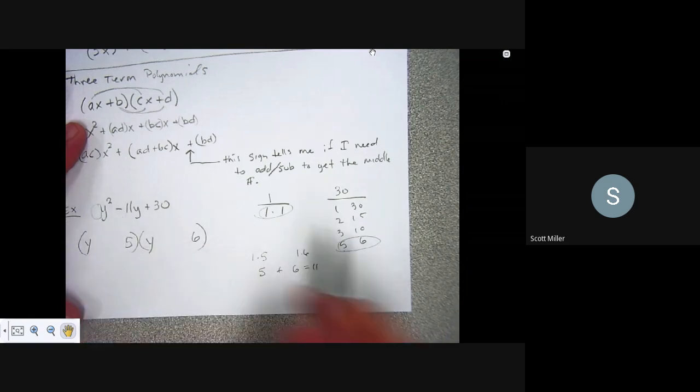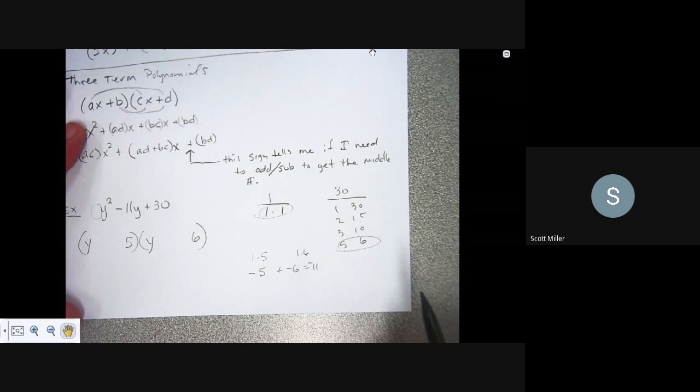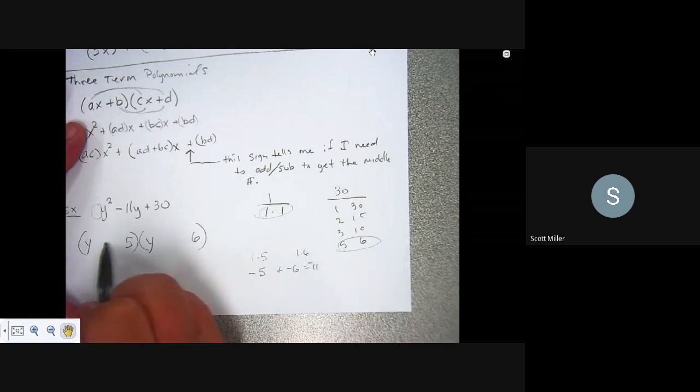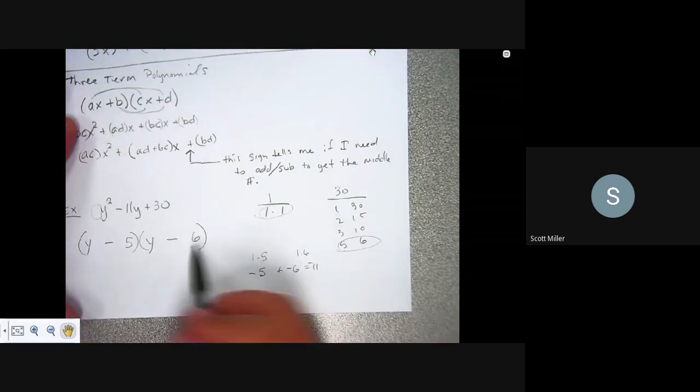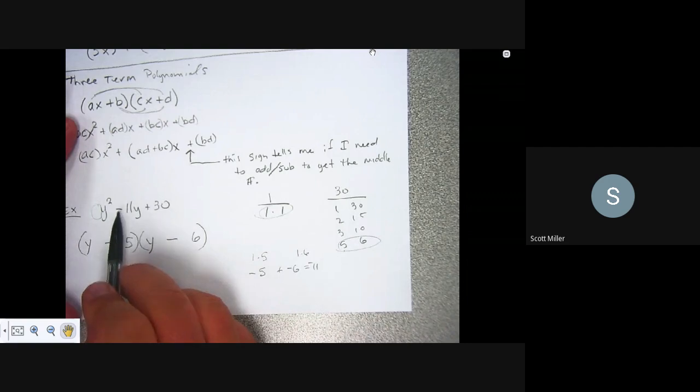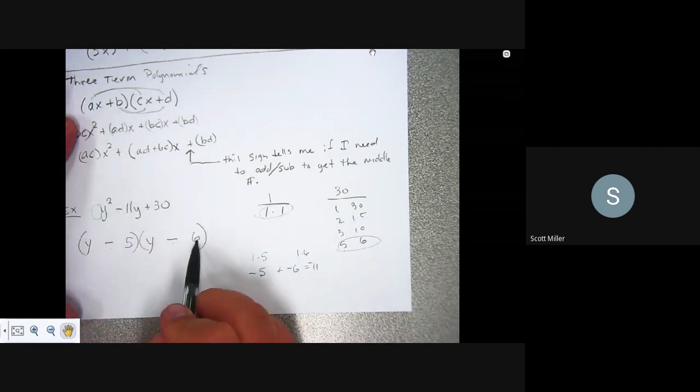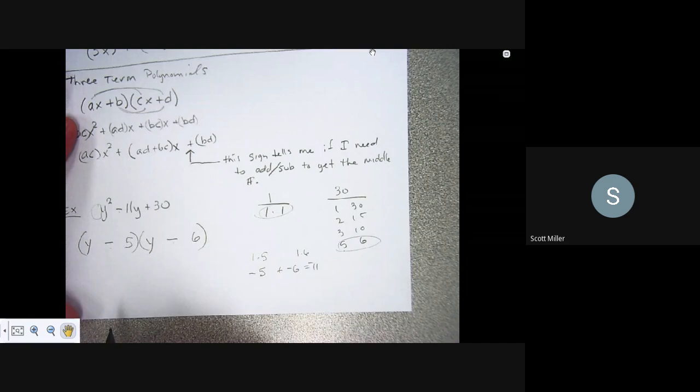I needed a negative 11, so both of these have to be negative to get a negative 11. A negative 5 times a negative 6 is a positive 30. Here's how you can check the middle real quick. That times that is a negative 6y. That times that is a negative 5y. Combine those, you get a negative 11y. Okay. My answer is done. That's the factored form.